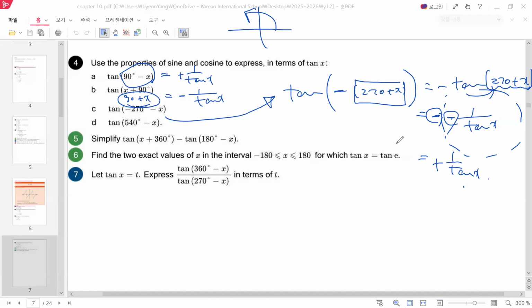Do you understand? And then 540. Firstly, since the angle exceeds 360, just subtract 360 first. Yes. So therefore, 180 minus x. And then you can convert it as tangent. Then which quadrant is it? Yes, second. So minus.